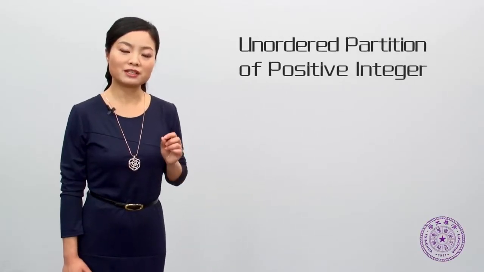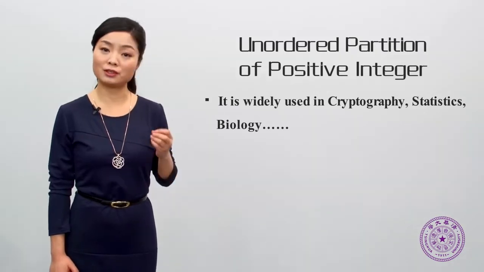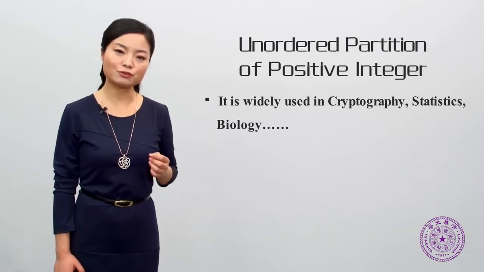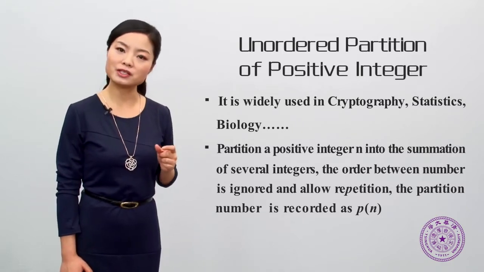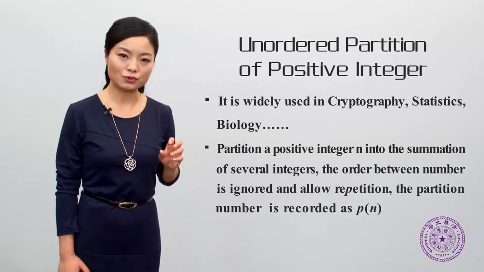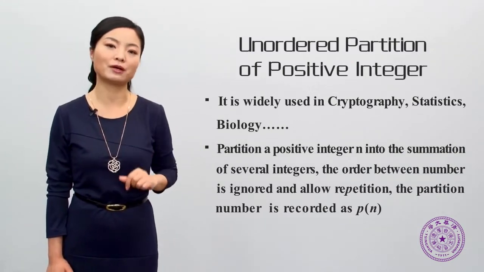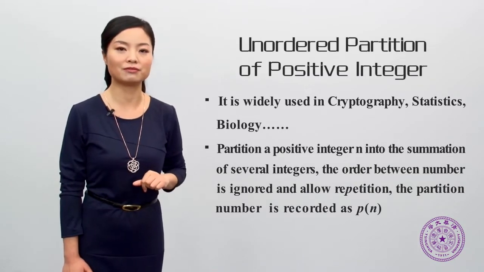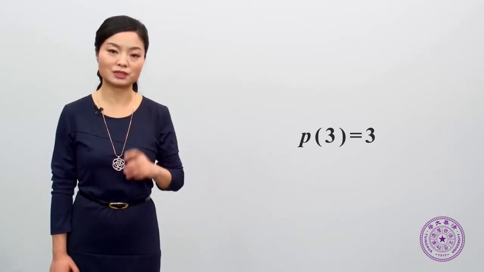Unordered partition is very useful. It is frequently used for cryptography, economics, and biology. We usually use Pn to represent how many ways to partition positive integer n into several natural numbers, allowing repetition, and the sequence is irrelevant. We take 3 as an example. Actually, P3 equals 3, because there are only 3 types of partitions.